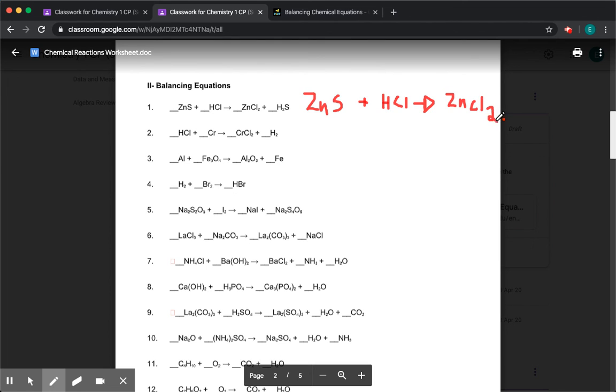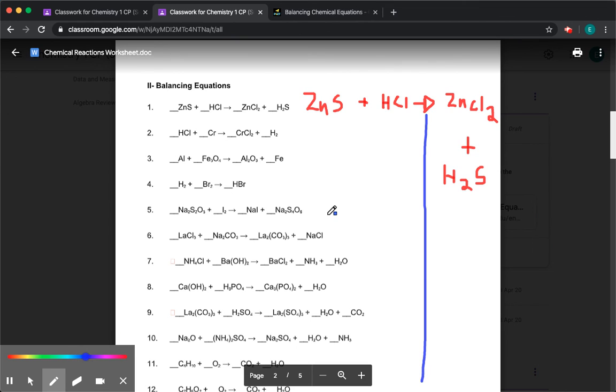ZnCl2, plus H2S. Okay. Step 1, separate the problem, left side, right side.